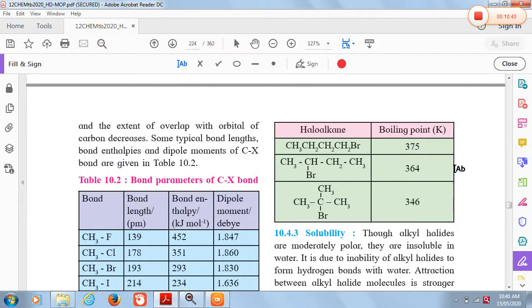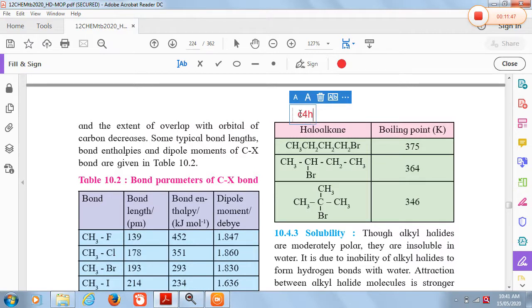So let us see the example. If you observe, it is a 4 carbon alkyl halide. The first one is N-butyl bromide, with boiling point 375. Then the branched one is 2-bromobutane, the boiling point is 364, and in case of tertiary butyl bromide, the boiling point is 346. So as we go down, the branching goes on increasing and the boiling point decreases.